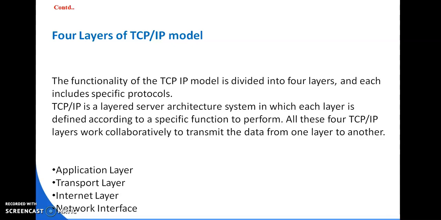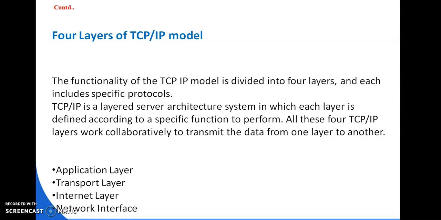And next, the network interface layer is a combination of the data link layer and the physical layer defined in the OSI reference model, and this layer defines how the data should be sent physically through the network. That means in this network interface layer, there is a data link layer and the physical layer. The data link layer again has two sub-layers: one is LLC and the other is the MAC layer. LLC is the logical link control and the other is the medium access control.